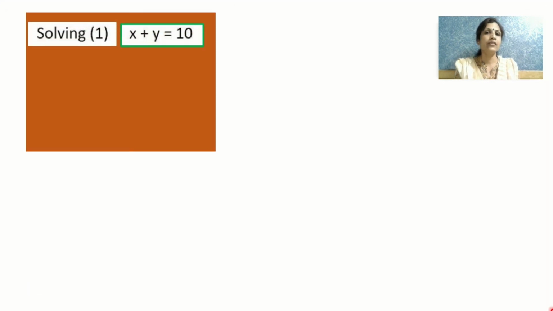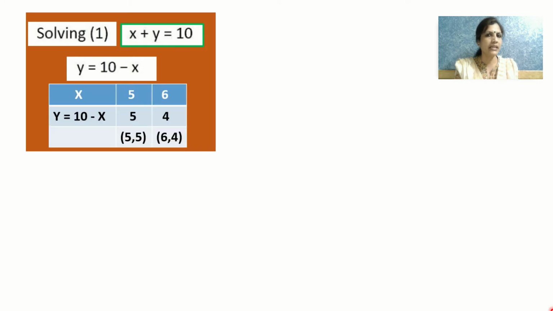Keep in mind that when we have to find out the coordinates, we'll try to keep y towards the left of the equation and shift all the terms towards the right. This is not compulsory, but by doing so, we are making our sum simple to find the coordinates. So in our case, I am writing y is equal to 10 minus x. To find the coordinates, I'll form a table. In the table, you write x and y. Our equation is y is equal to 10 minus x.